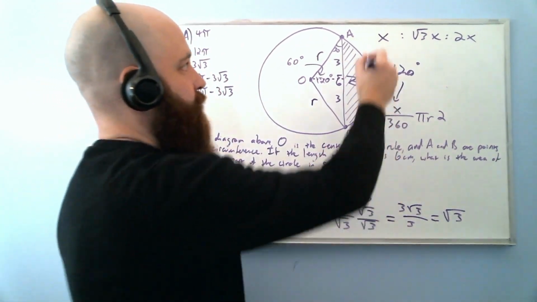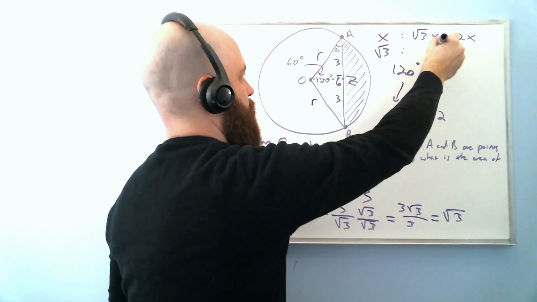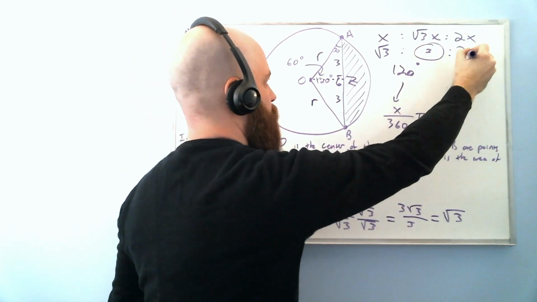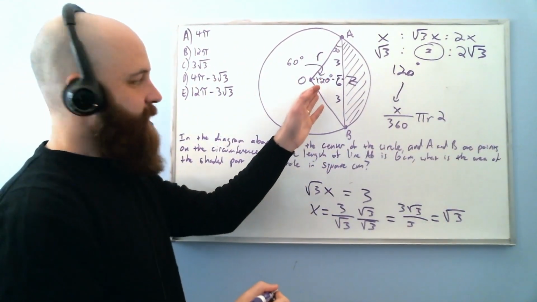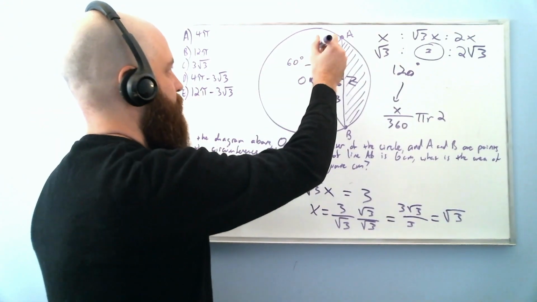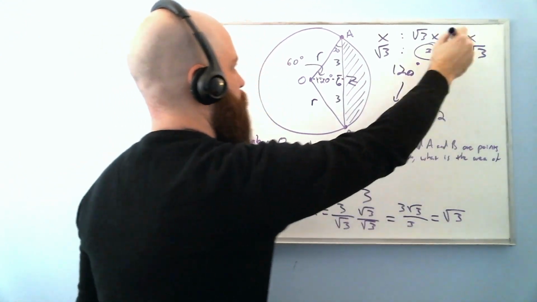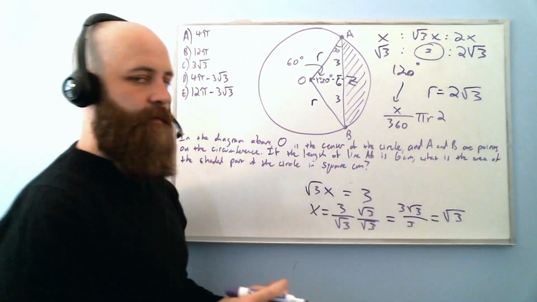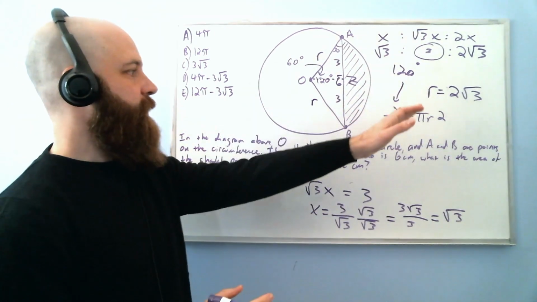Okay, great. Once you figure out x, you're in good shape. You can figure out all the other sides. This side we already know is 3. The hypotenuse is 2 root 3. Now the hypotenuse in my triangle, that's the radius. So I know that r is equal to the hypotenuse, or in other words, 2 root 3. All right, so by breaking apart this triangle, I was able to find the radius of the circle.